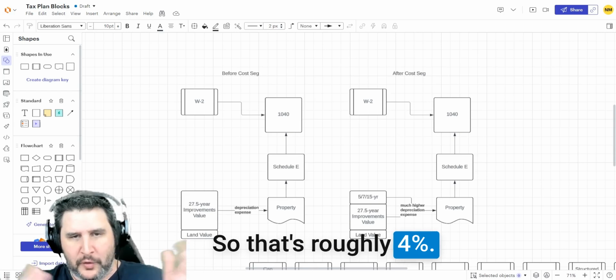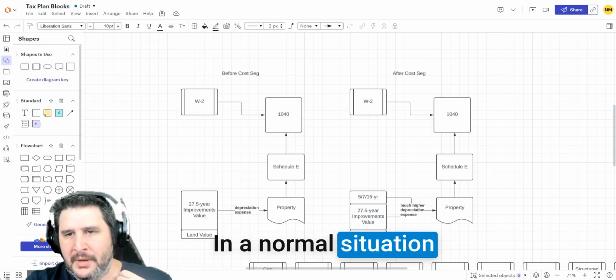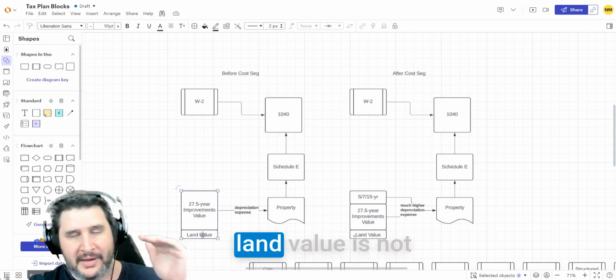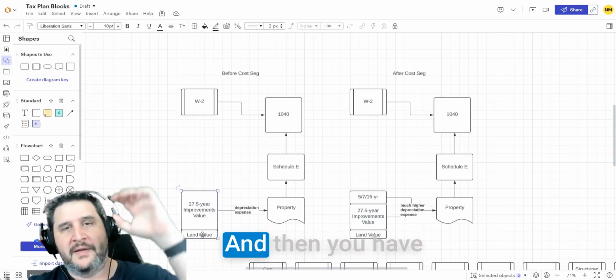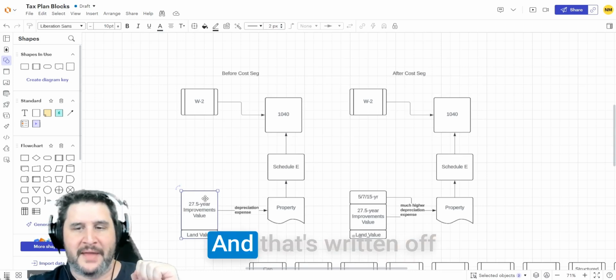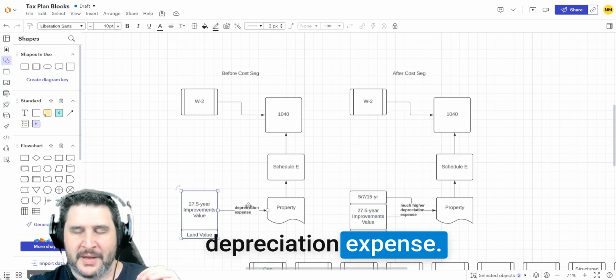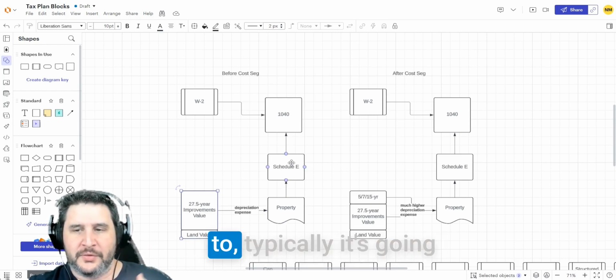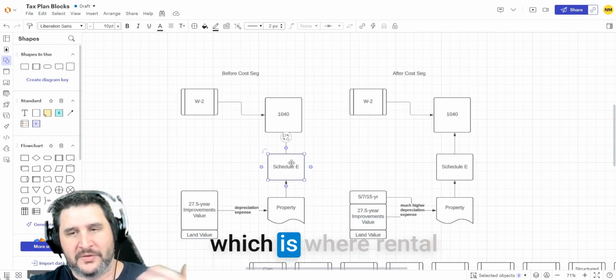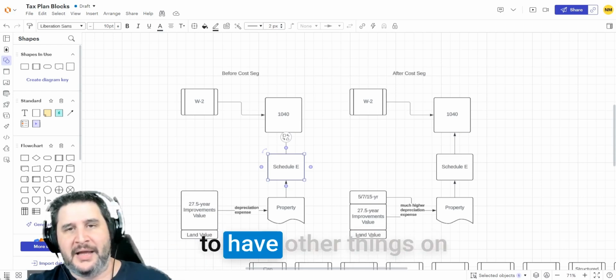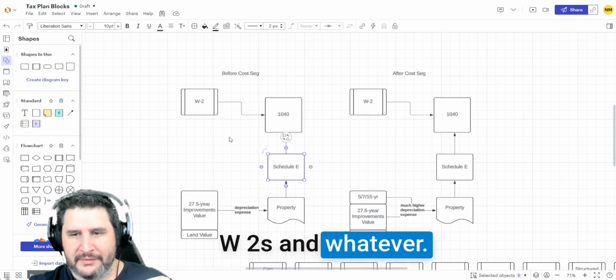So that's roughly 4%. In a normal situation, before cost segregation, you have some kind of real estate asset. You have some land, whose value is not deductible at all. And then you have the improvement value on top of it. And that's written off at about 4% a year. And you get a depreciation expense. And so that goes on, typically, to your Schedule E, which is where rental property goes on your personal tax return. And then you're going to have other things on your tax return, your W-2s and whatever.